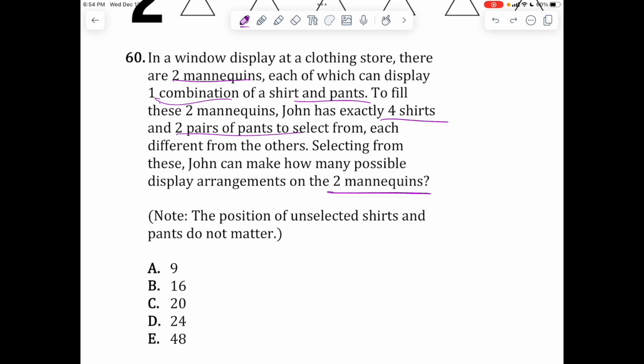Okay, so what's a combination? How do you do this? You might just think, okay, 4 times 2, easy, it's 8, but that's obviously not an answer option, so what's going on here? 4 times 2 would be the answer if it was 1 mannequin, but the thing is it's 2, so you have to find how many ways can you distribute all these things across the 2 and share, which makes this a lot more complicated.